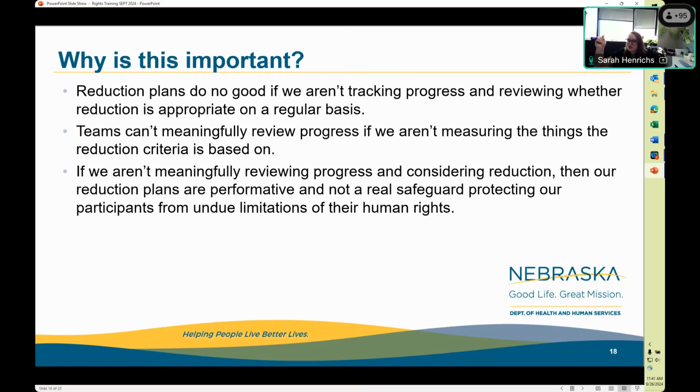They're just a box that we're checking, a piece of bureaucratic red tape, a sentence we have to write down in a plan, and not a meaningful safeguard for a human being's rights. We have to make sure that we are writing and treating reduction plans as what they are intended to be, which is a meaningful safeguard of folks' rights.